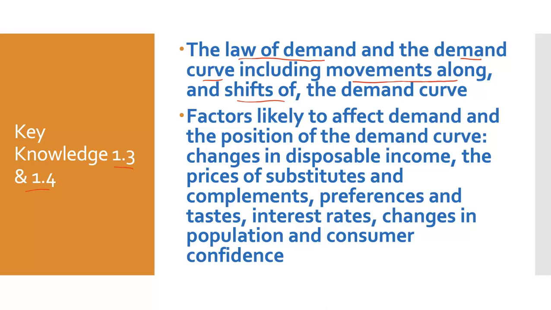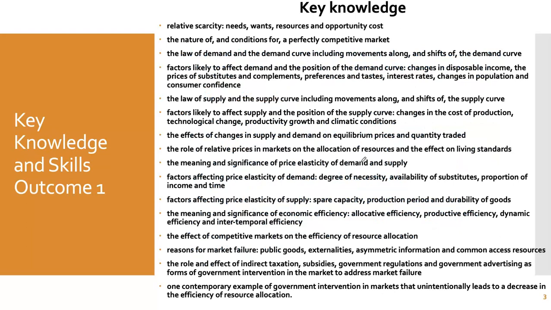We will then consider factors that will affect demand and the positions of the curve, and in particular, the factors of disposable income, substitutes and complements, preferences and tastes, interest rates, changes in population, and consumer confidence. Why those ones in particular? Because they are the exact factors from our study design. So you can see that we are doing points 3 and 4 of Unit 3 Outcome 1's study design.